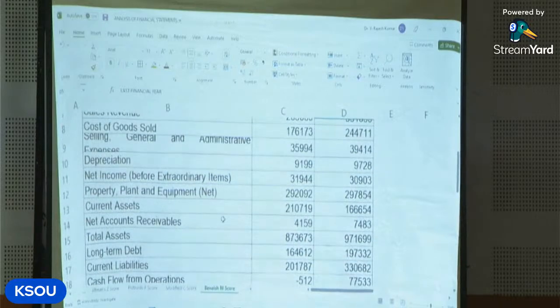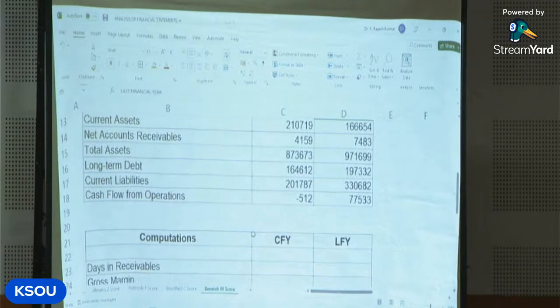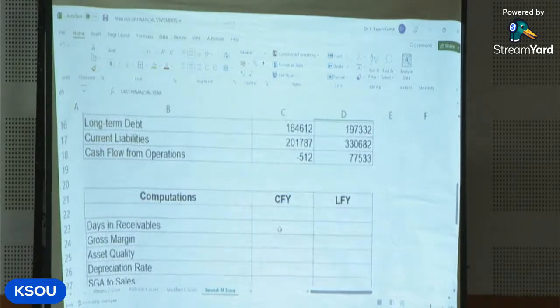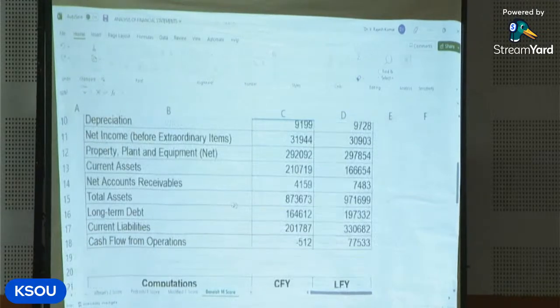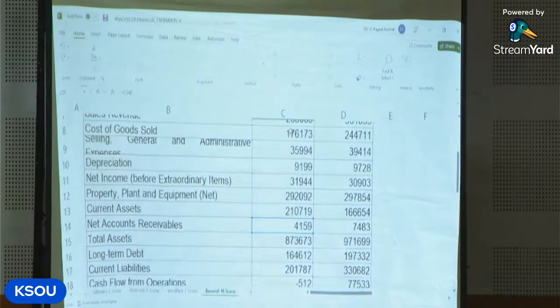So all this is information. Whatever inputs we need are compiled in one place. This is from Reliance. So what should I do? Current year receivables by current year sales. So take current year receivables divided by current year sales.